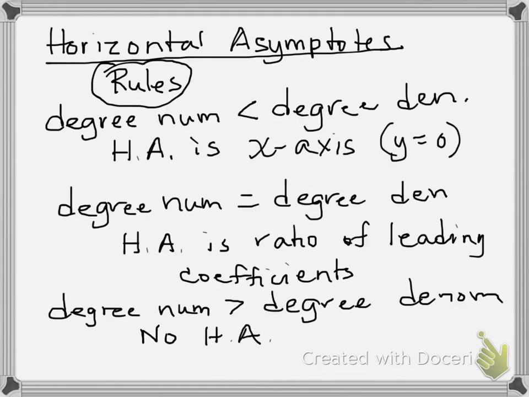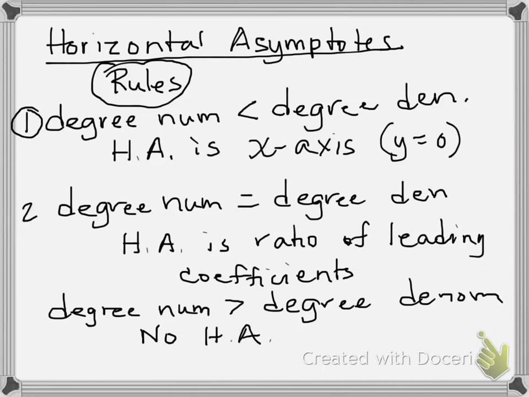The next concept I'm going to talk about would be the horizontal asymptotes. So here are the rules. When you're looking for the horizontal asymptote, you need to look at the degree of the polynomial that is in the numerator and the degree of the polynomial that's in the denominator. So the rules are, the first one would be the degree of the numerator is less than the degree of the denominator. When you have that, the horizontal asymptote would be the x-axis, or y equals 0.